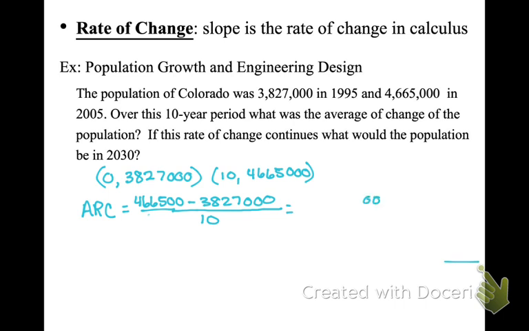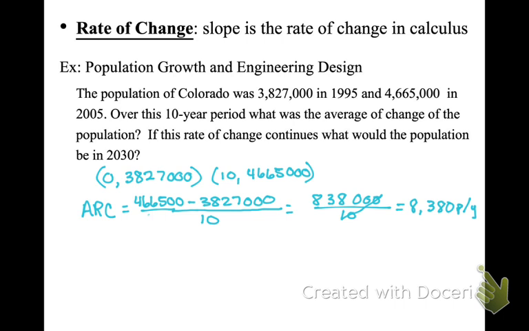So 0, 0, 0, right? Can I just take off one of these zeros? And then 15 would be 8. And 5 would be 3. And 16 would be 8. So 8,380. And that would be people per year, right?